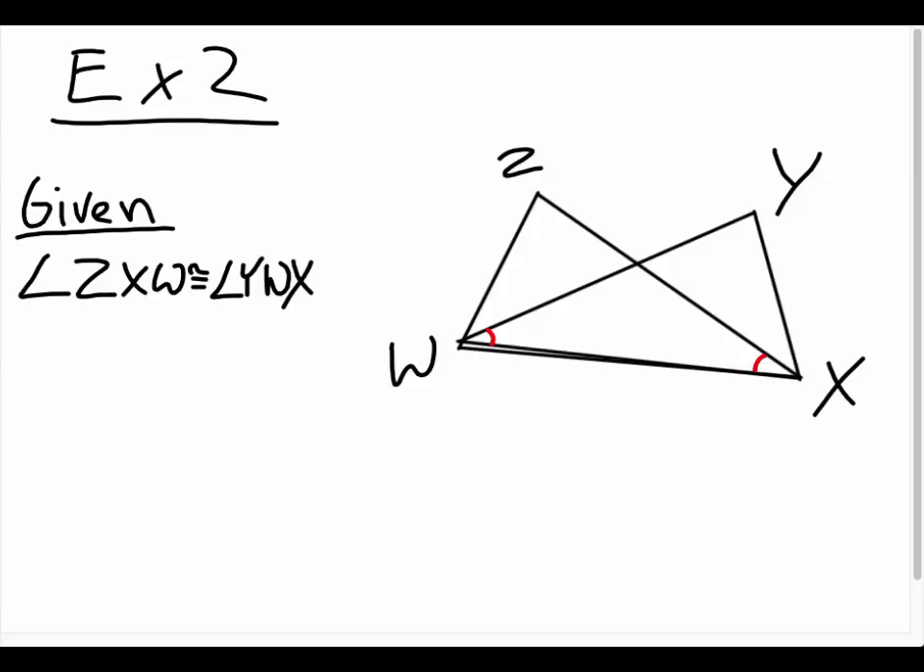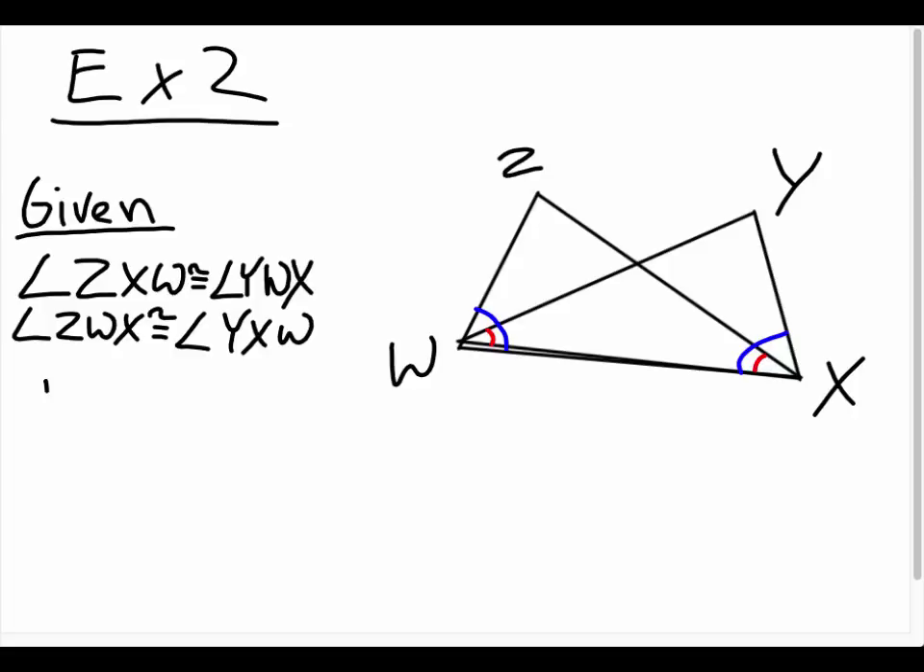Then we're also given that angle ZWX is congruent to angle YXW. Okay, so we're going to say ZWX, which is this big one here, is congruent to YXW, which is this big one here. So those two angles are congruent. And then this is kind of cool.